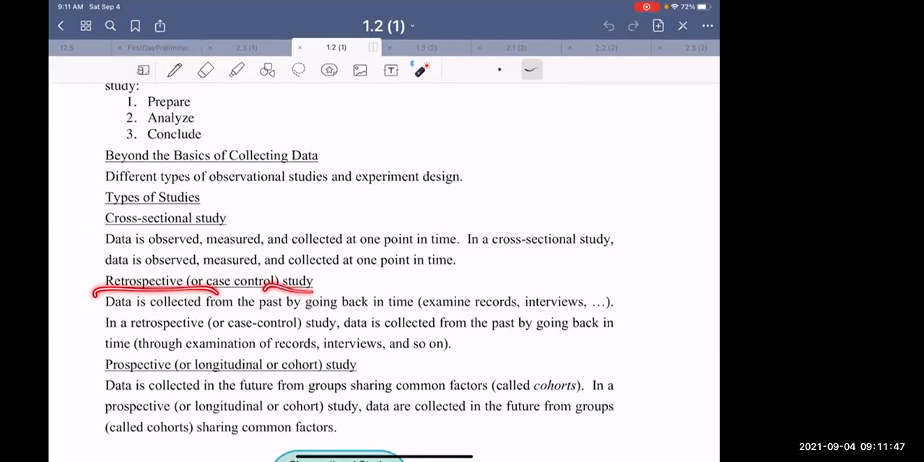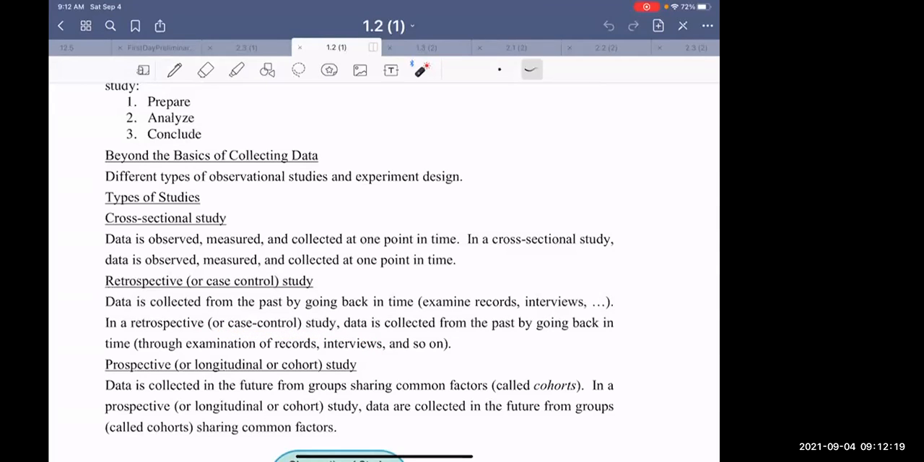A retrospective study. So in a retrospective study, we are looking in the past. So we're going backwards in time. We're examining records, interviews, etc., backwards in time. So an example of a retrospective study is a case control study.